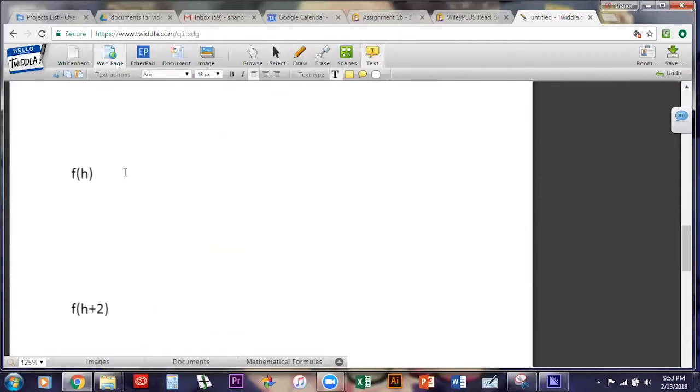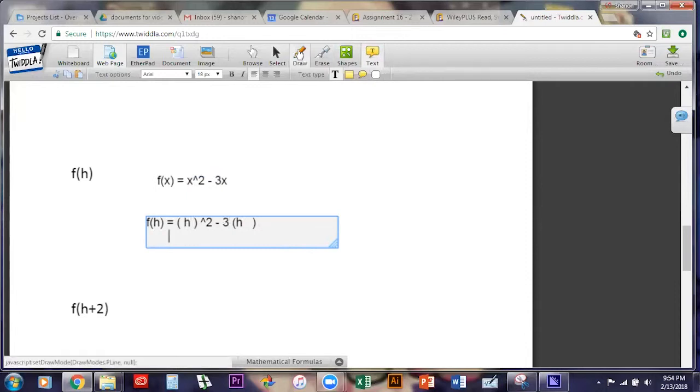F of h, I'm going to bring my function down so we can see it. So here, we're going to perform the same operation that we did before. We're going to take out whatever's in there, which is the x, and we're going to put it in whatever we've been asked to, which in this case is an h. Notice I'm very careful every time I take out a variable, I put in a set of parentheses to maintain proper multiplication and order of operations.